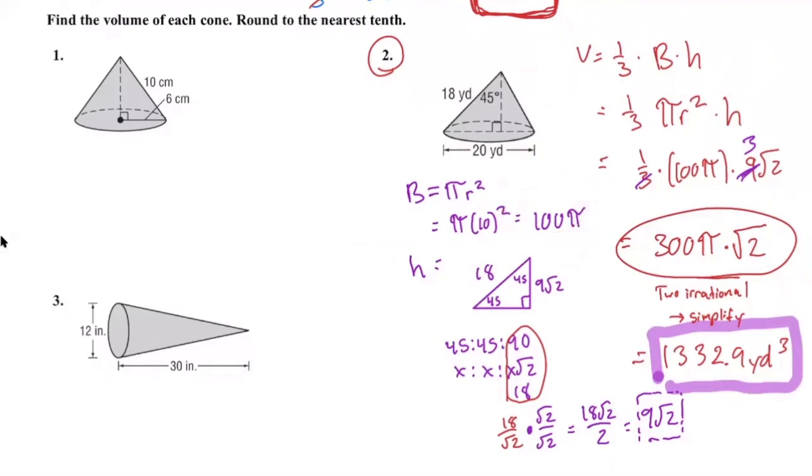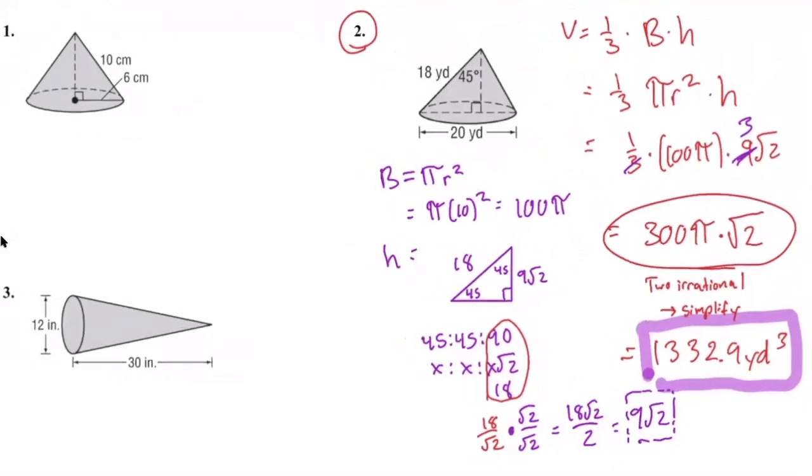And then the height is the tricky part. That's where we had to use our 45, 45, 90. So I took this triangle here. Taking that triangle, you have 18, and 18 is opposite to 90. Okay, so opposite to 90. And then to go from 90 to 45, you need to divide by radical 2.